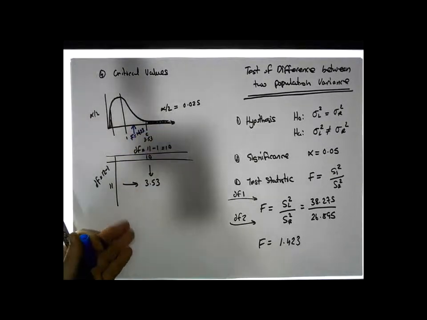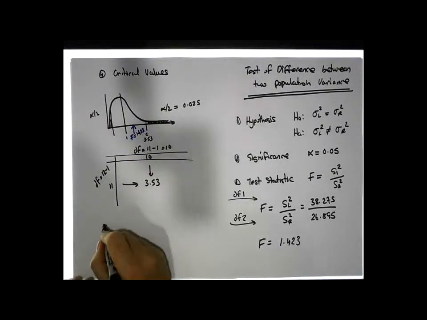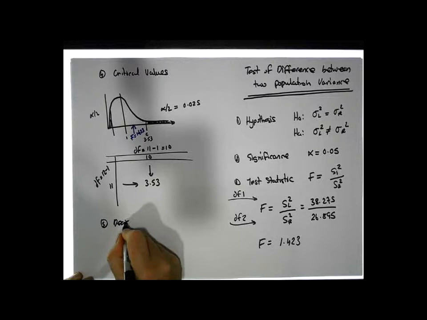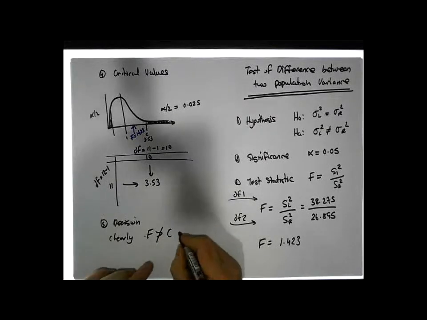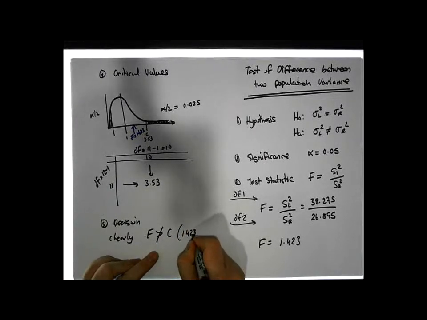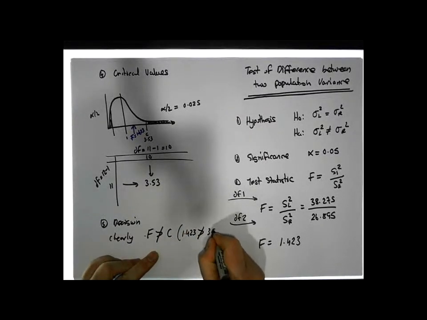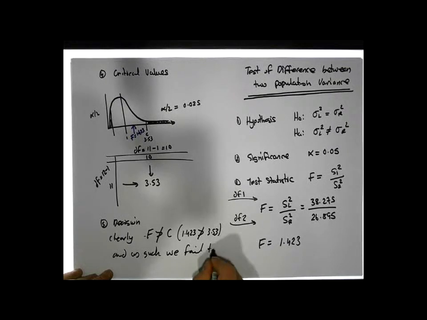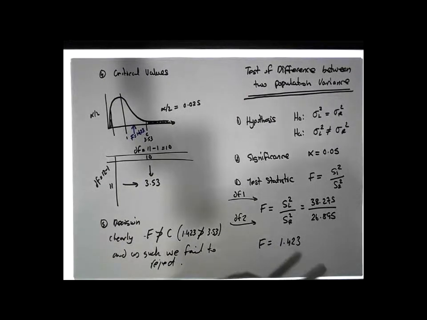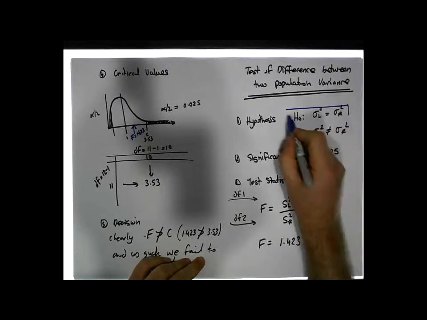So we're not in the rejection region. So step 5 is our decision. Our decision is clearly the F is not bigger than the critical value. What I mean by that is 1.423 is not bigger than 3.53. And as such, we fail to reject. So what does that mean? It means we haven't moved away from this particular position.